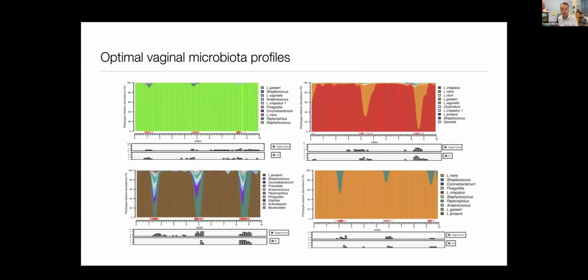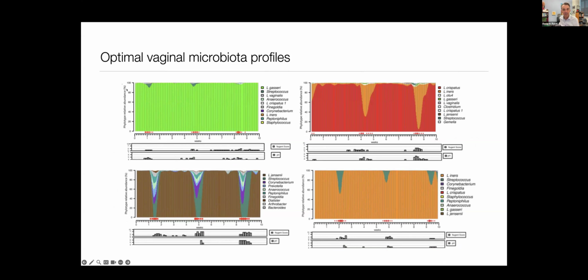And from a longitudinal standpoint, that's the question I was always asked, because those 13,000 samples are cross-sectional. So from a longitudinal perspective, optimality is basically defined by a dominance of lactobacillus over time. And that dominance, in some cases, so in green here is dominated by Lactobacillus gasseri, in brown by jensenii, in orange by Lactobacillus iners, in red by Lactobacillus crispatus.